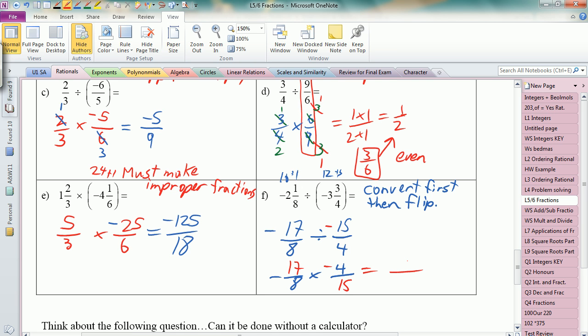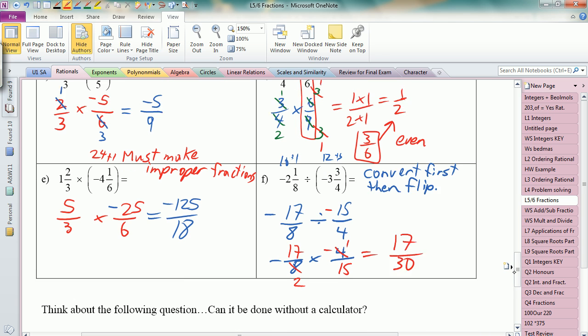If I have two negative signs being multiplied, so what kind of answer should I have? Positive. Positive. Okay, then 8 times, oh, you know what? Reduce, divide by 4, 2, divide by 4 is 1, so it would be 17 over 30. No calculators needed. Any questions?